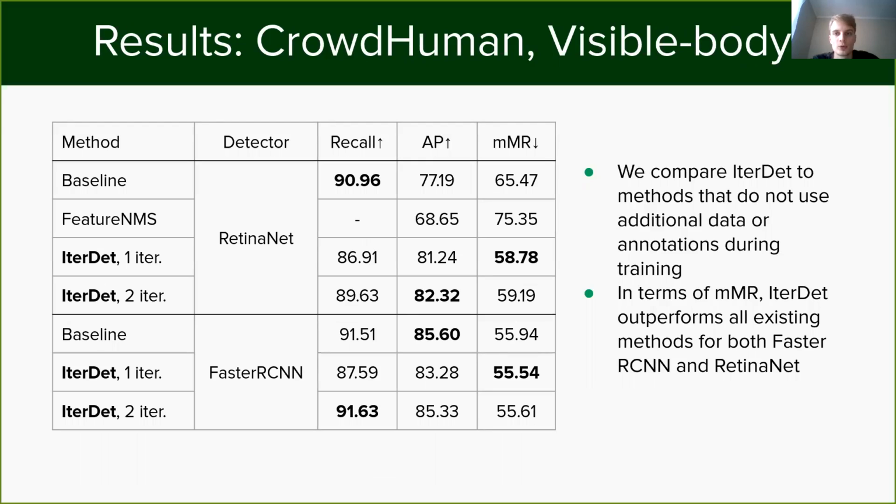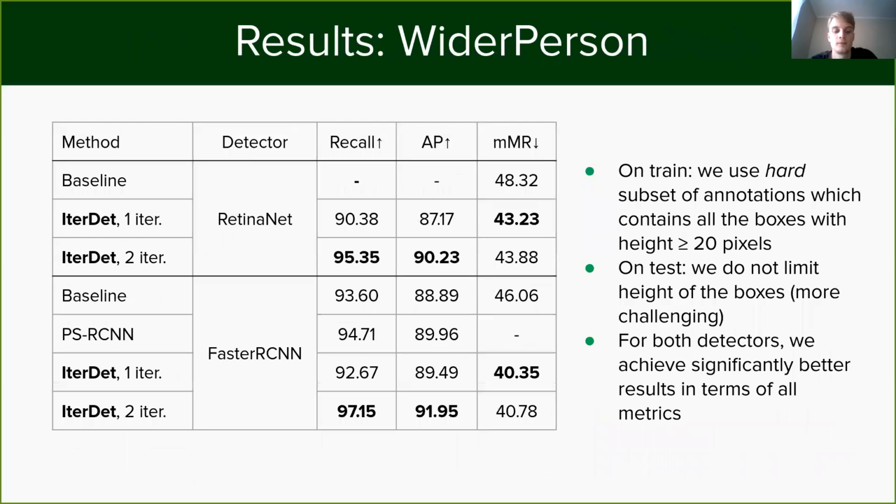For the CrowdHuman dataset with visible body annotations, IterDet also outperforms the baseline in terms of MR, which is the main metric introduced by the authors of this dataset. For the WiderPerson dataset, we also achieve significantly better results in terms of all metrics for both detectors.